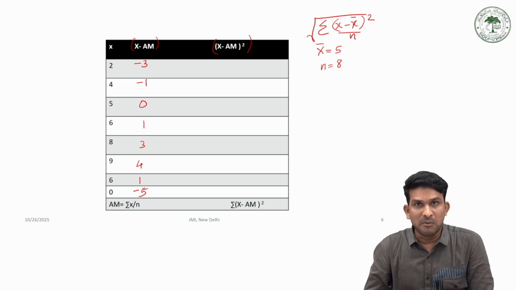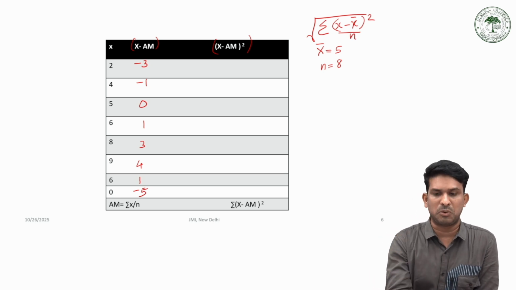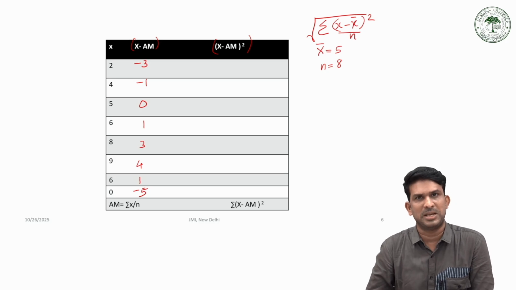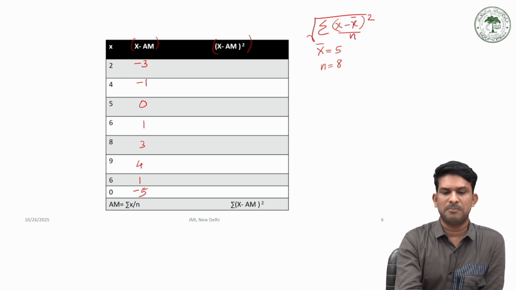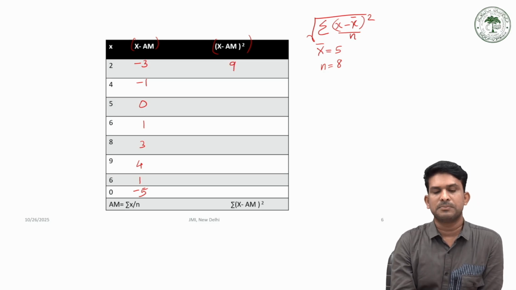Clear? Now what do we need further? X minus x bar the whole square. Let me come to x minus x bar the whole square now. See? Minus 3 into minus 3. That is square of 3. Of course, 9. Got it?